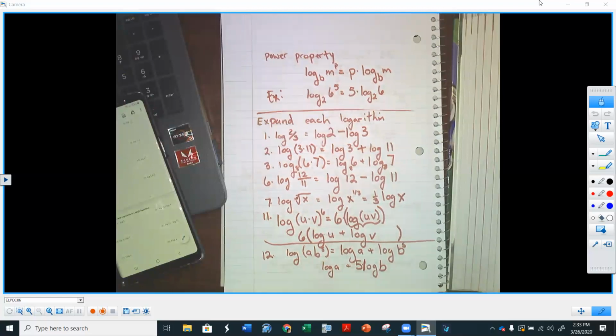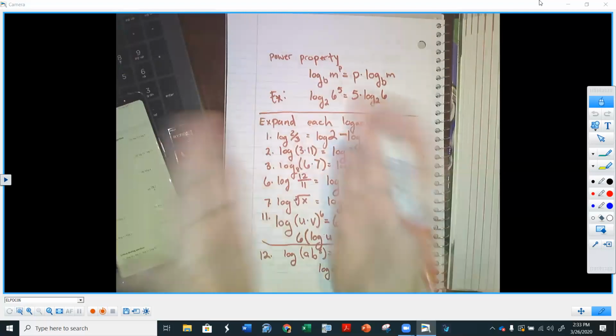Okay, and then the next thing we're going to work on is putting them back into the single log form. So now we'll be given these pieces over here and be asked to put it in this skinnier form.